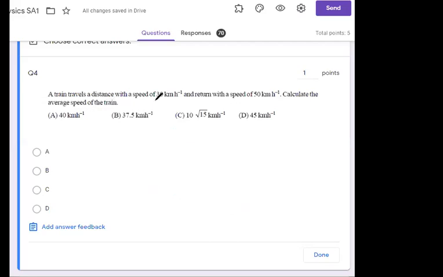The train travels a distance with a speed 30 km per hour, right? V is given 30 km per hour. And returns with this speed. Calculate the average speed of the train. Easy hai. In this case, what is same? Sir, distance is same, hai na? Distance is same.